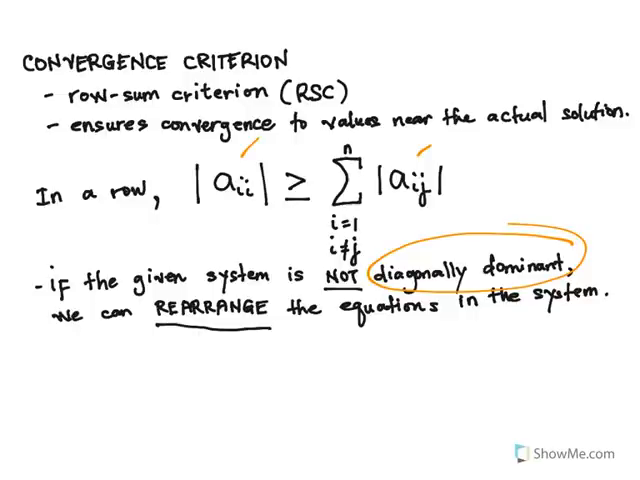Okay? So, kung hindi siya diagonally dominant, ang pwede natin gawin is to rearrange the equations in the system. Okay? So, actually, meron pa tayong ibang way kung paano mababago yung system natin kapag hindi diagonally dominant, kung paano siya ma-modify. Pero sa case natin, ang titignan natin ay yung mga kayang ma-modify by just rearranging the given system.